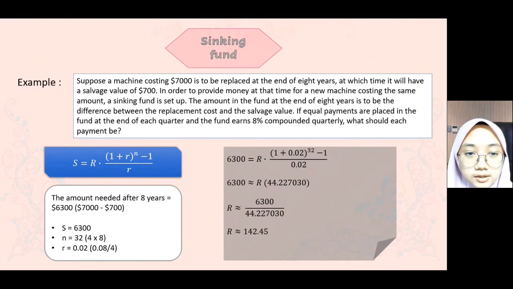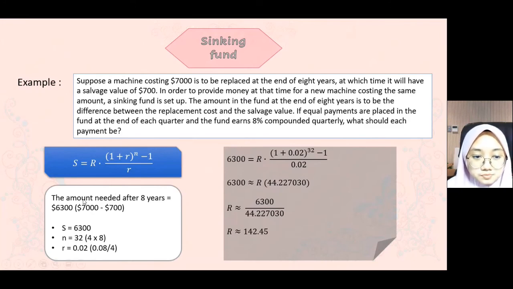Okay, as you can see, there is a machine costing $7,000, and the salvage value after 8 years will be $700. So we will have to calculate what is the value of payment that should be placed in the fund for every period of time in order to have enough money to buy a new machine with the same cost.